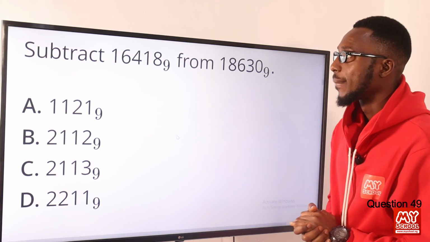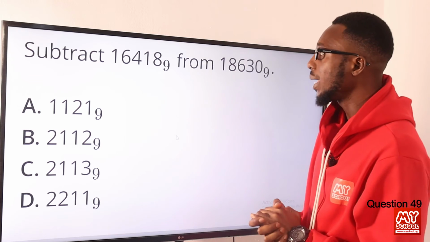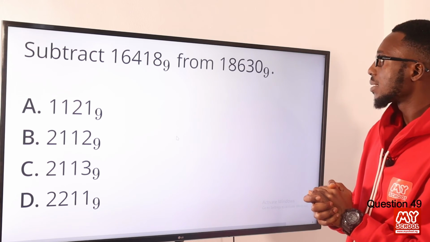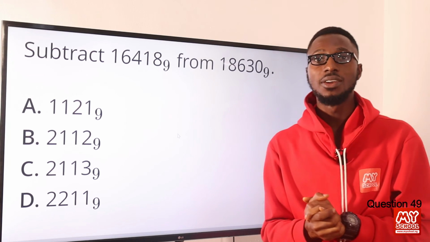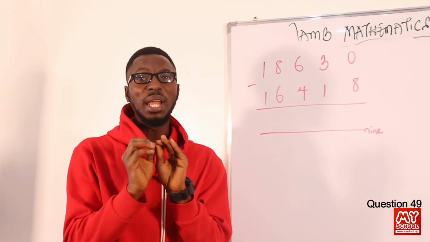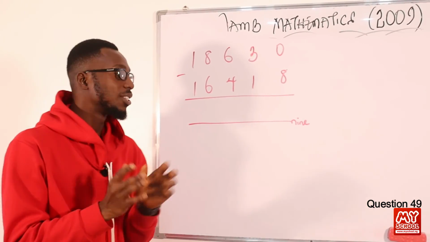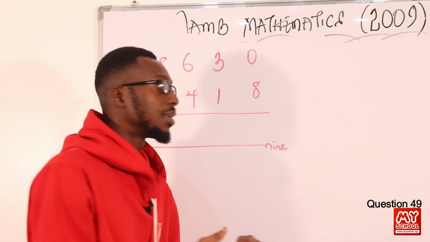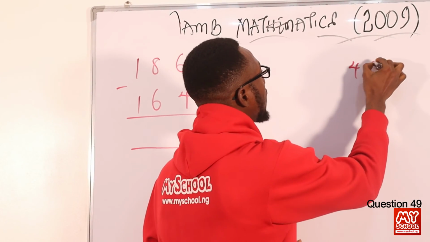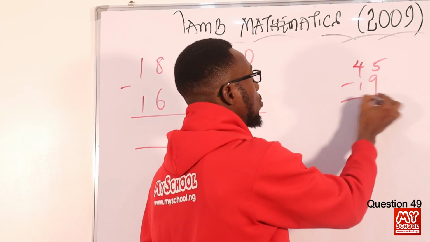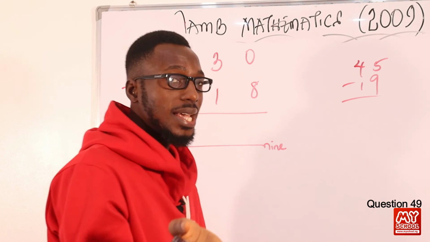Question 49. Subtract 16418 base 9 from 18630 base 9. Just like the way we carry out a regular subtraction, we just have a distinct thing to do. Our regular base is actually base 10. For instance, if I have 45 minus 19, the natural base is 10.